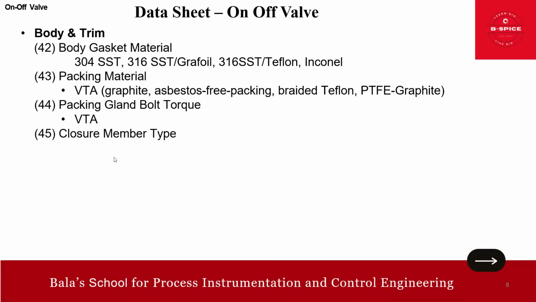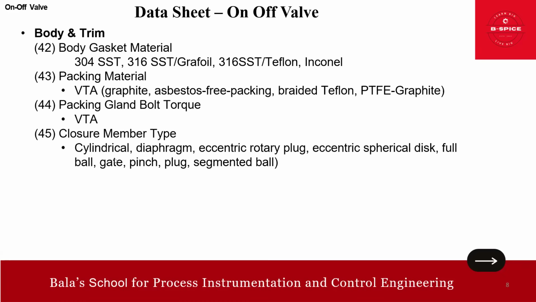Then packing gland bolt torque, so that is VTA, and closure member. The closure member is nothing but the valve closing part: cylindrical diaphragm, eccentric plug, eccentric spherical disc. The closure member means the closure part. If it is a ball valve, that is the ball segment, right? Yeah, that is the one. Closure member type. Okay, friends?